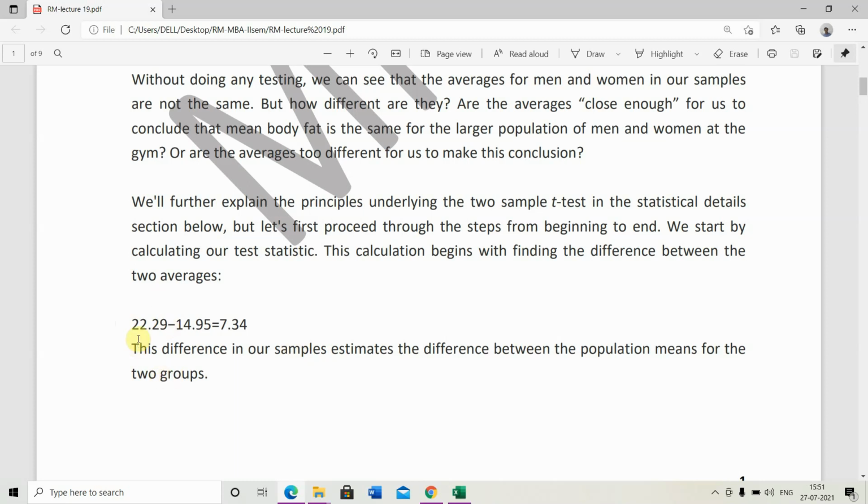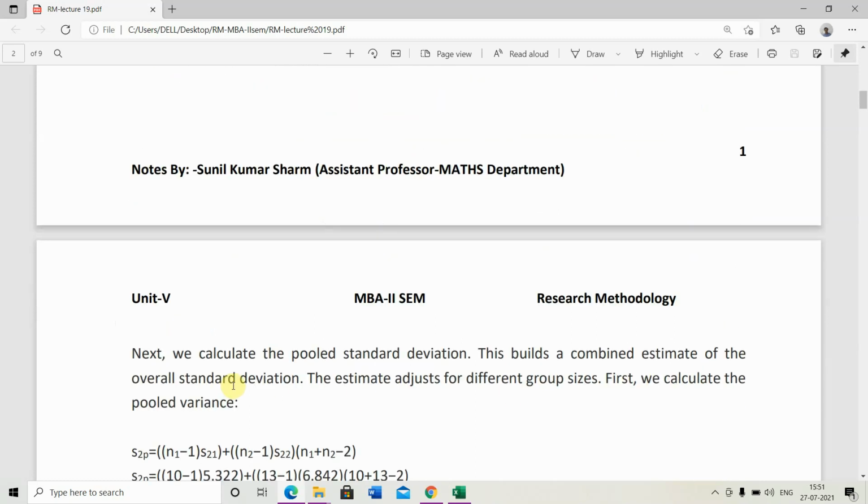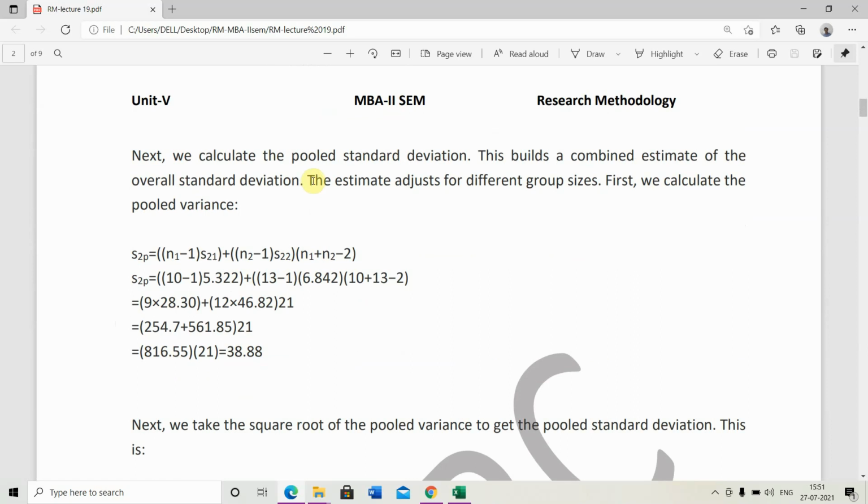The difference between two averages क्या होगा? 22.29 minus 14.95 equals 7.34. This difference in our samples estimates the difference between the population means for the two groups. Next, we calculate the pooled standard deviation. This is a combined estimate of the overall standard deviation. The estimate adjusts for different group sizes.